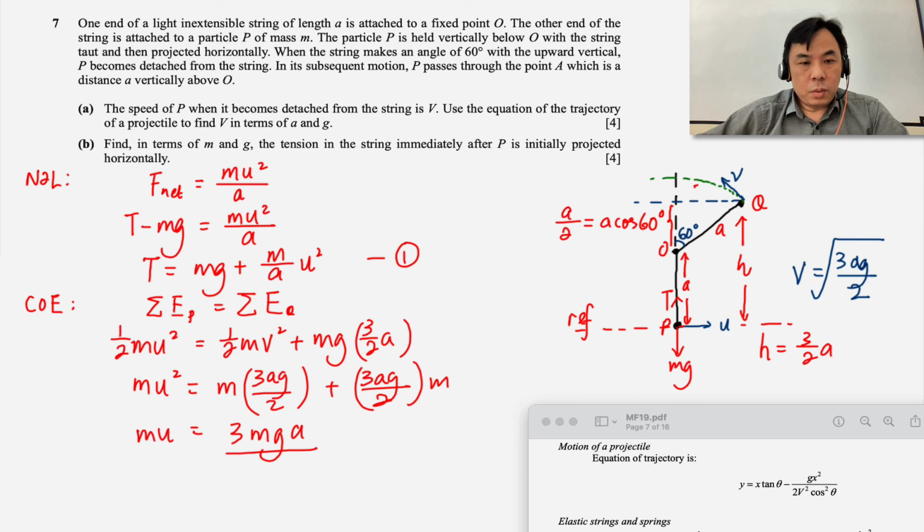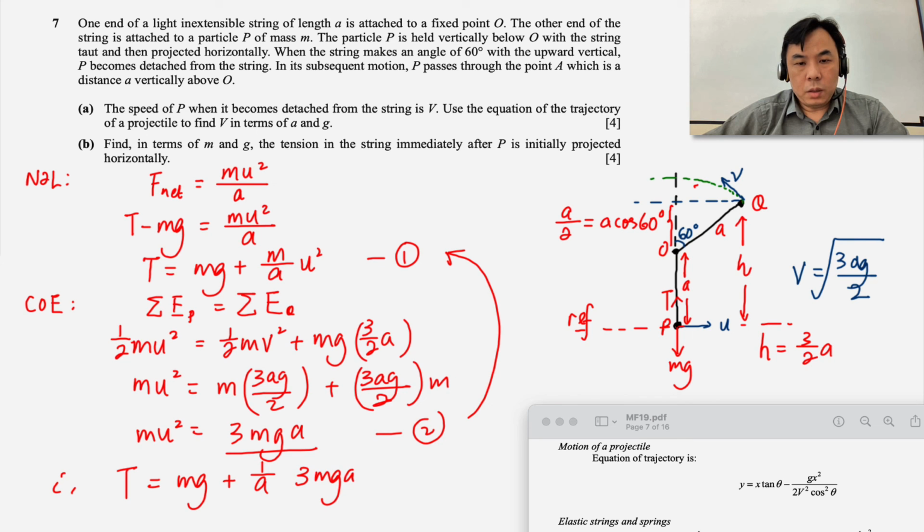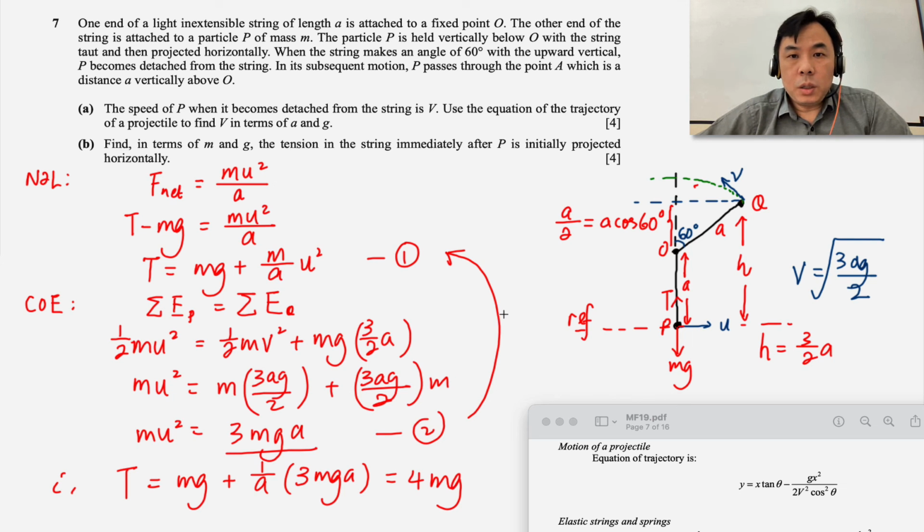We are going to substitute this relation back into equation number 1. Therefore, we can conclude that the tension is given by mg plus 1 over a multiplied by 3mga. And then that will give us, let me see what do we have here, 4mg. Therefore, the tension in the string immediately after P is launched horizontally should be 4mg, which is 4 times the weight of the particle here. Right? So I hope that's clear.